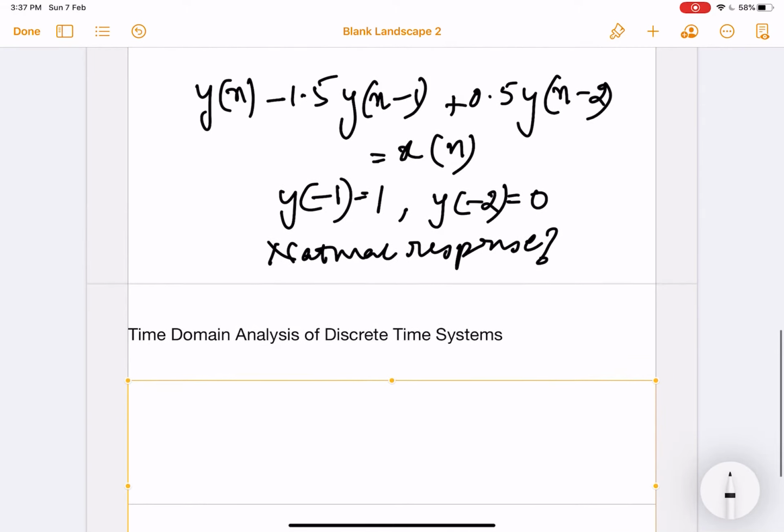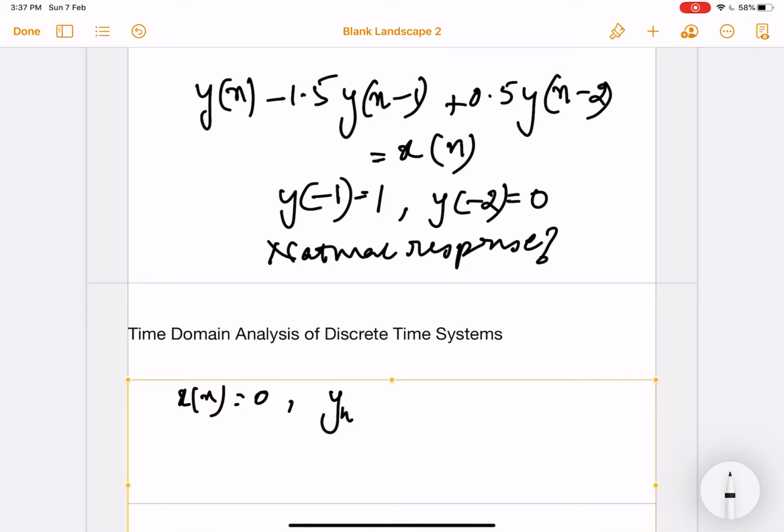First of all, this is our problem. Since we are considering the natural response, like I told you in the beginning, the input to the system will be considered 0. So x[n], which is given in the question, we are going to set to 0, and in this way we are going to find our homogeneous solution y_h[n]. We will consider it to be, say, lambda to the power n. This is our assumed solution.